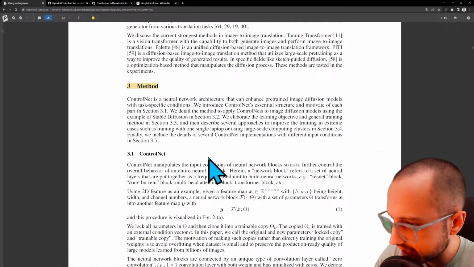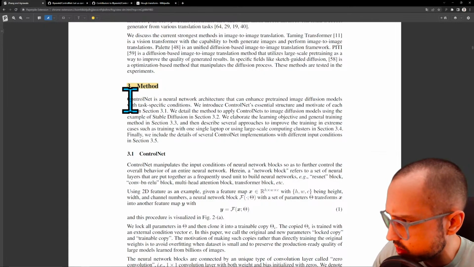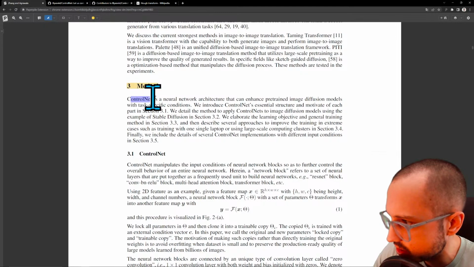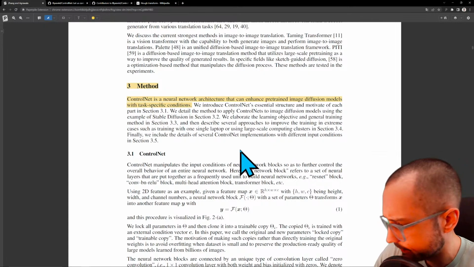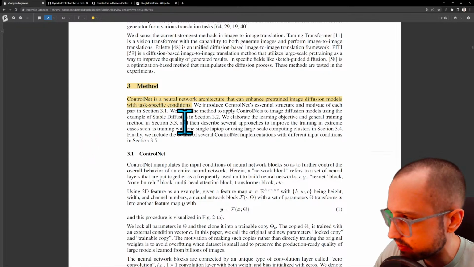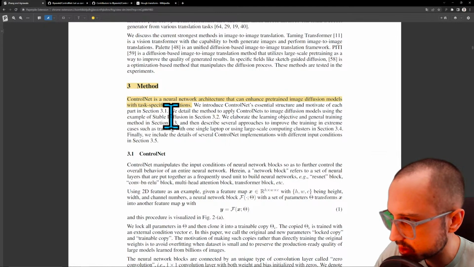So we're finally at the point where we're going to learn what ControlNet is. ControlNet is a neural network architecture that can enhance pre-trained image diffusion models with task-specific conditions. First sentence, very well chosen, describes everything in one sentence. We introduce ControlNet's essential structure and motivate of what? This is a typo here. We introduce ControlNet's essential structure and motivate of each part. Improper English. We detail the method to apply ControlNets to image diffusion models using the examples of Stable Diffusion.